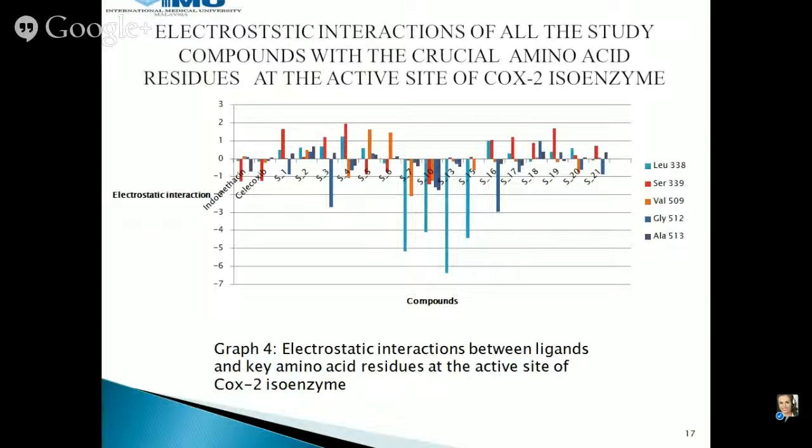This graph shows electrostatic interaction of the studied compounds with crucial amino acid residues at the active site of cyclooxygenase 2. Likewise, same thing as cyclooxygenase 1. Most of the compounds didn't really show stable interaction, but those that do show a very significant stable interaction. For example, structure 13 shows a very stable interaction with the crucial amino acid residues at the active site of the cyclooxygenase 2 isoenzyme.